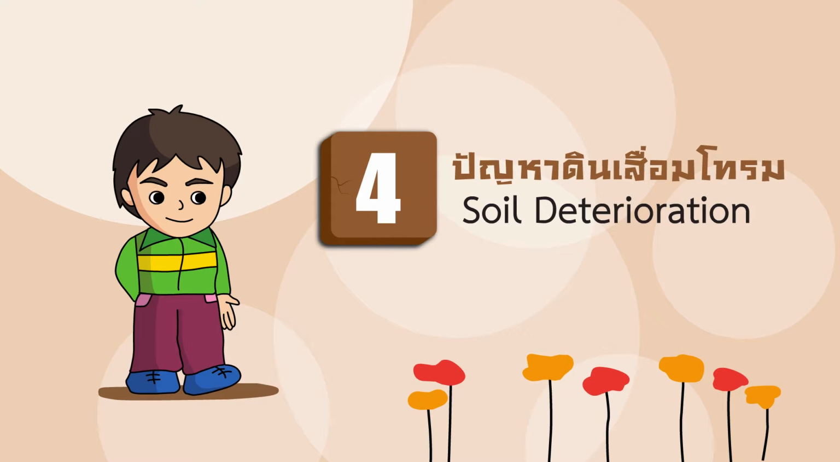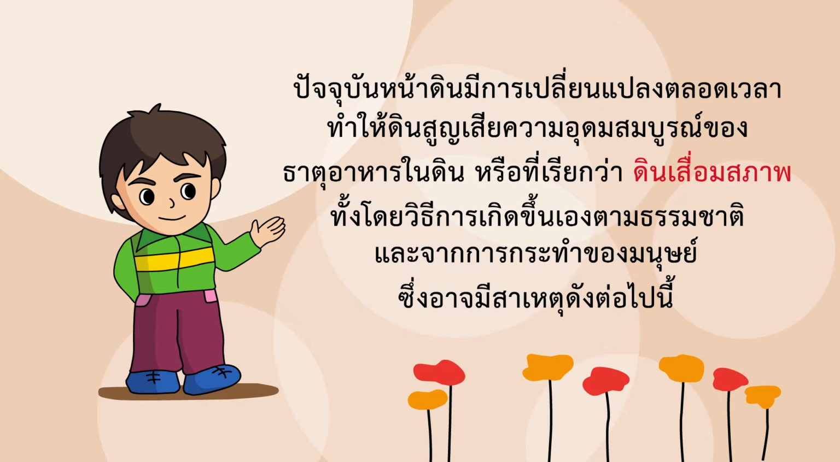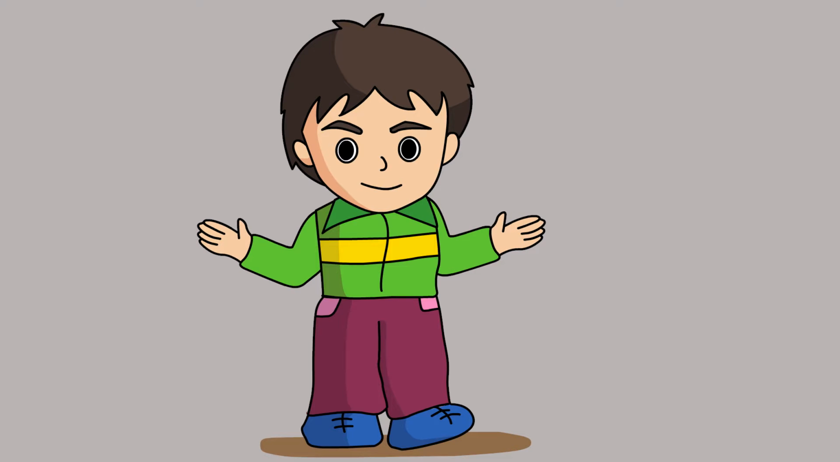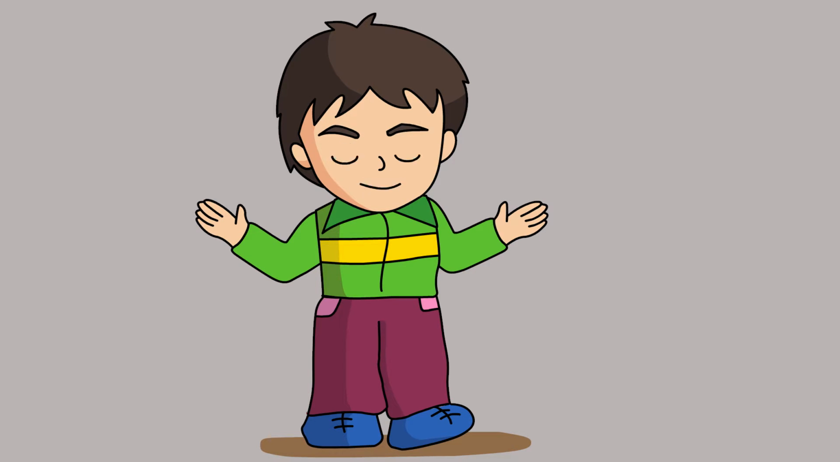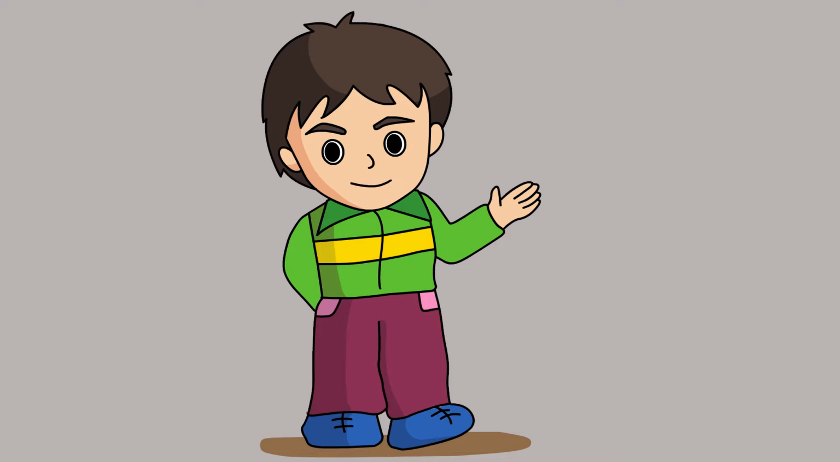4. Soil deterioration. At present, the earth's ground has been changing all the time. That makes soil lose its nutrients. This problem, called deterioration, is either natural or man-made. It might come from these causes.